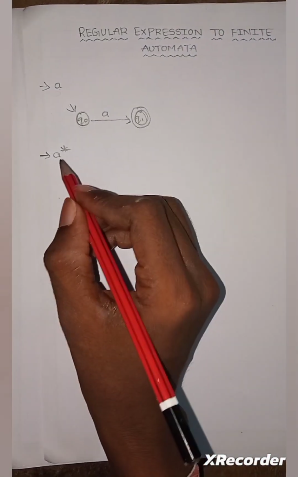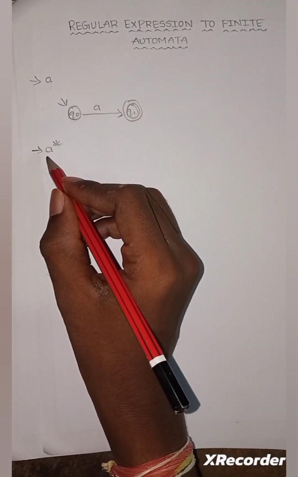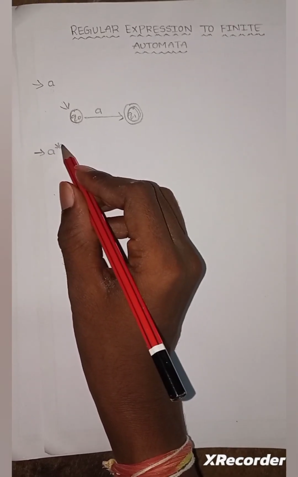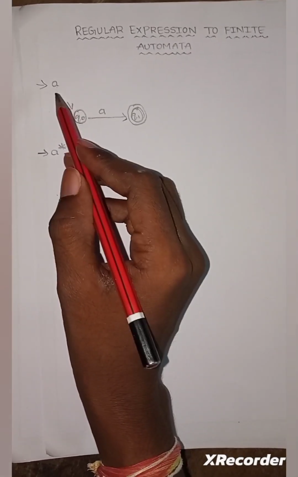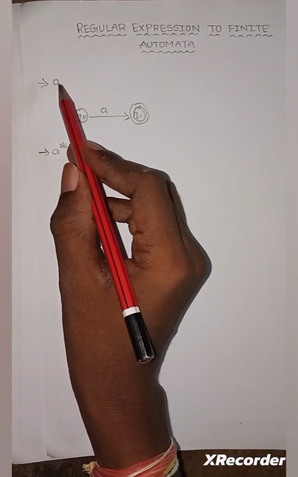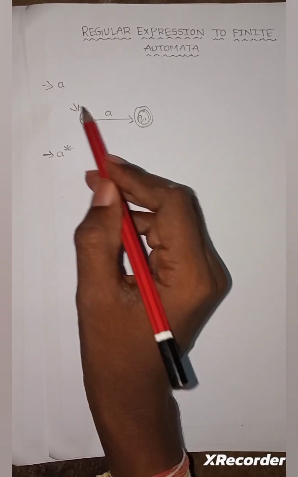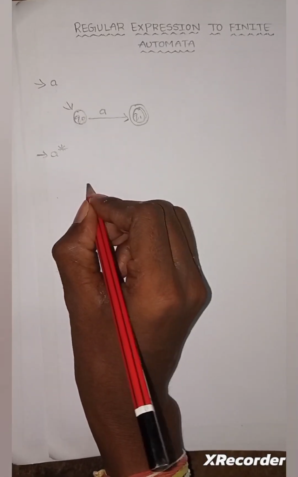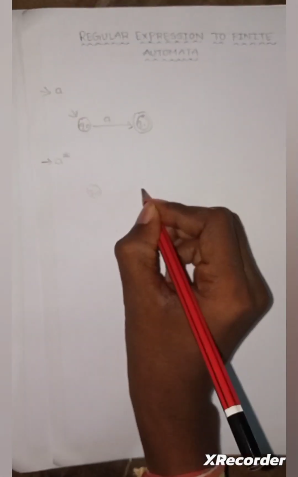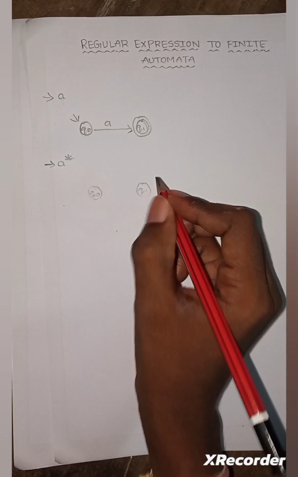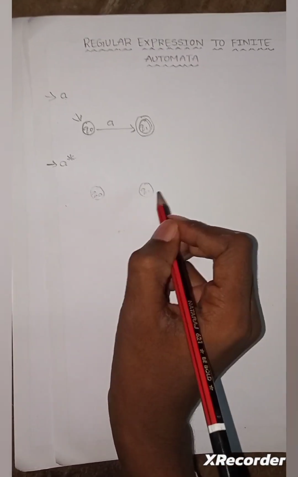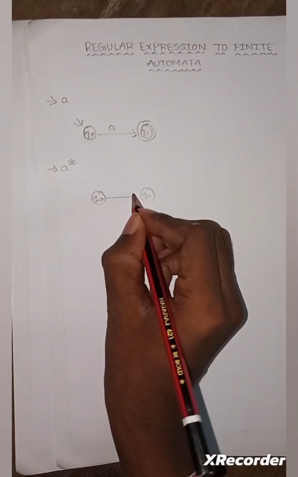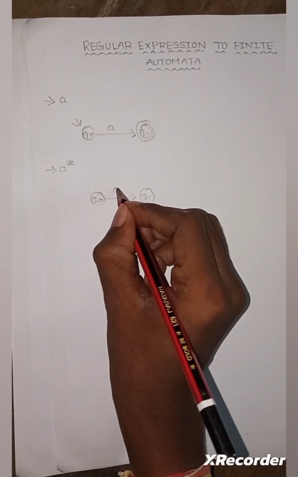Now let the regular expression be A star. We call it A multiple closure. So as we did in the previous problem, converting regular expression A to finite automata, we have taken two states. So here also we have to take two states. Let the states be Q0 and Q1. Okay. Now we need to connect these two states with the input symbol A, right?